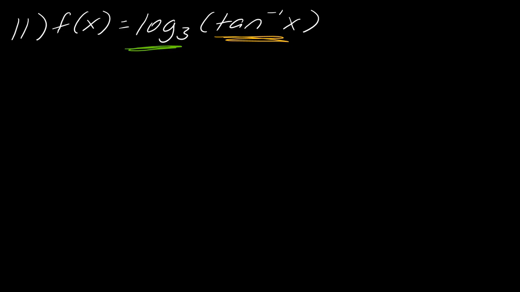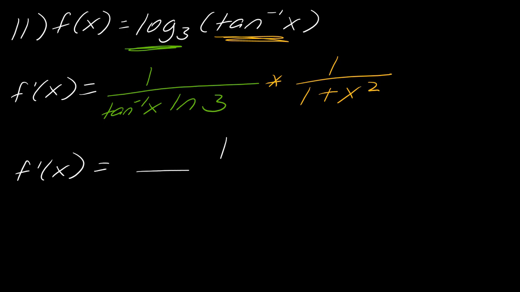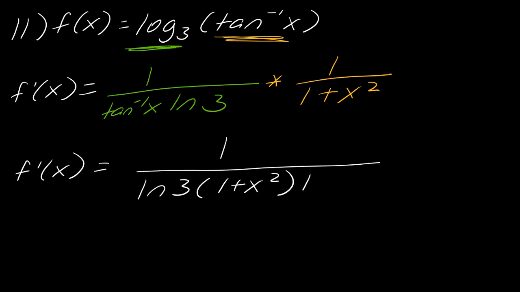Okay, so this is going to go like this. I have 1 over, so normally this would have been 1 over x, but instead it's going to be 1 over the inverse tangent function times the natural log of 3. Now I multiply that by the derivative of inverse tangent, which is 1 over 1 plus x squared. So there you go. To simplify this, there's not a ton of simplifying we can do in this case. I'll have the natural log of 3 times 1 plus x squared times inverse tangent x, and we'll call that good.